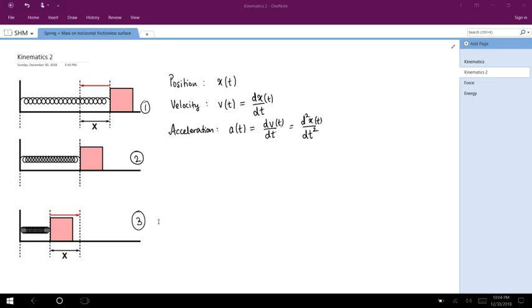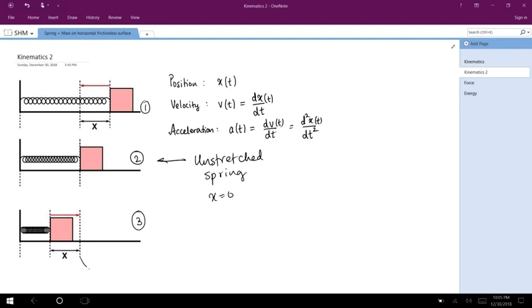Now you might be wondering that in these three pictures, 1, 2, and 3, there is x in 1 and 3, but there is no x in 2. Well, remember, we are measuring the position of the block relative to its position when the spring was unstretched. So in this scenario, since the spring is unstretched, that means that x is really equal to 0.